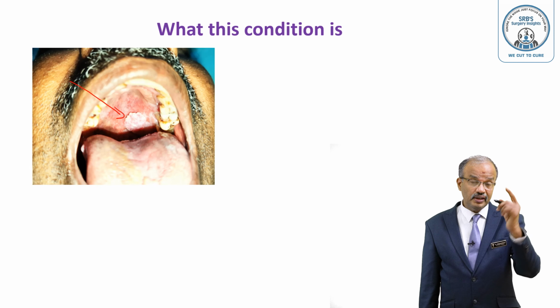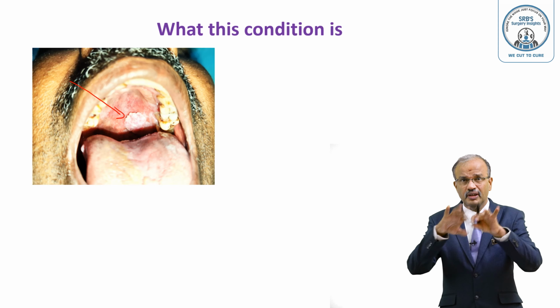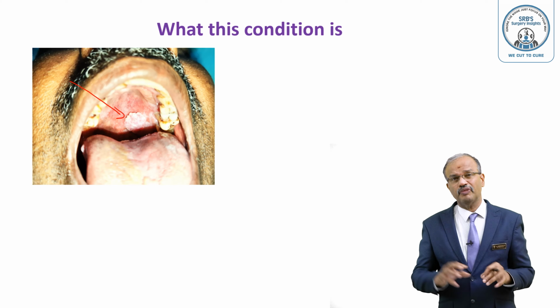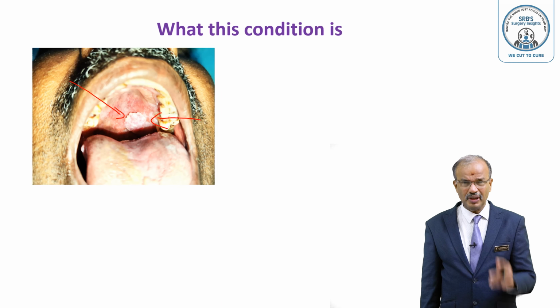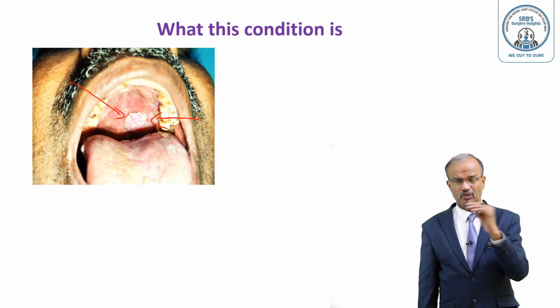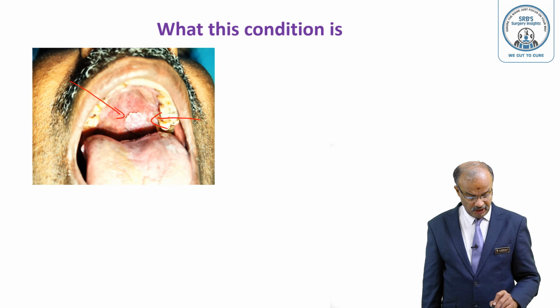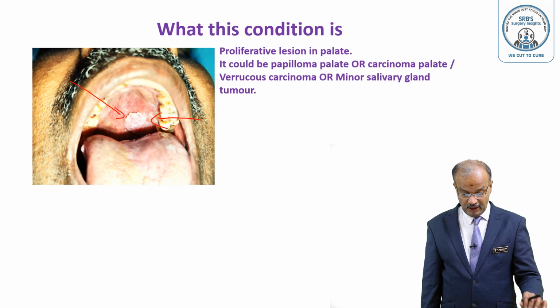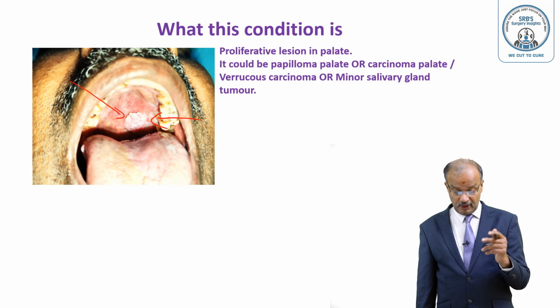Look at that proliferative lesion with velvety appearance, with irregularity over the surface, very typical in the palate. It still could be benign or it could be locally malignant. I'll just inform you, this is a very typical lesion in the palate. So it could be papilloma of the palate or carcinoma of the palate also.